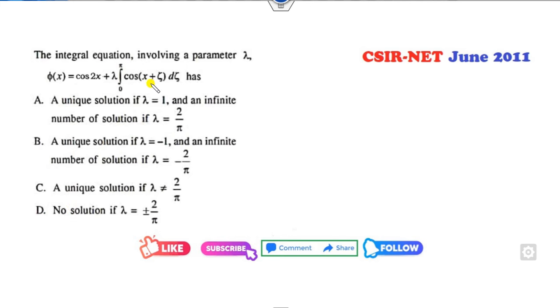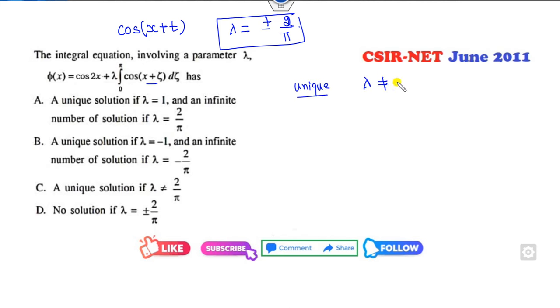Okay, look at this one. Now you can see it's a positive sign, x plus t. So eigenvalues are half of this, so plus minus half of this. Fine. 0 to pi. So eigenvalues are my here. Unique solution: when lambda is not equal to an eigenvalue. So you can see lambda 1 is not equal to here, so this condition is satisfied. Infinitely many solutions when lambda is equal to the eigenvalue. But when lambda is here, it may be no or infinitely many solutions.